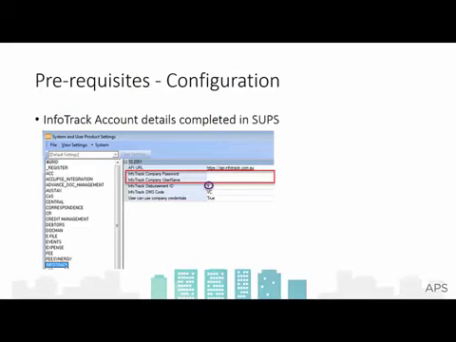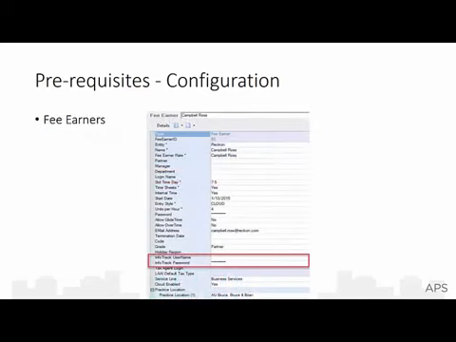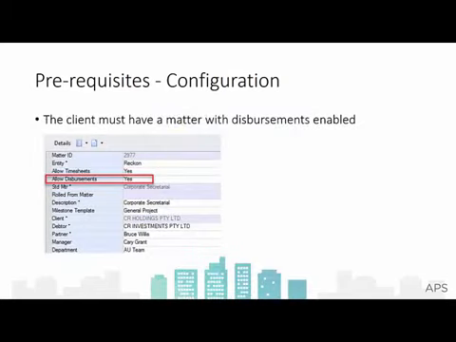Depending on the credentials that you pass, either all users can use the company credentials, or you set up the relevant user ID and accounts, along with the Joe settings as to who can create new searches. The client must have a matter with disbursements enabled. So let's now go and have a look at the InfoTrack and APS integration in practice.